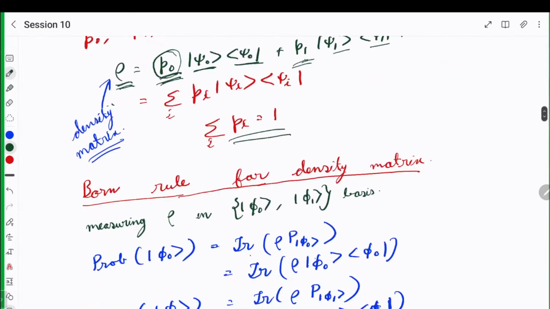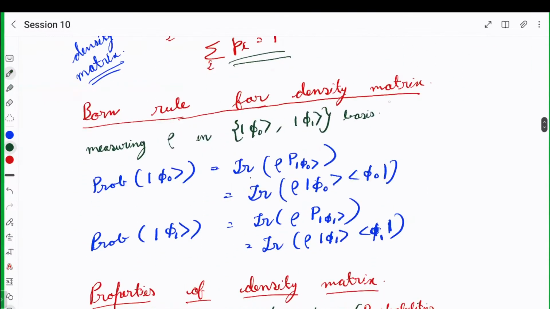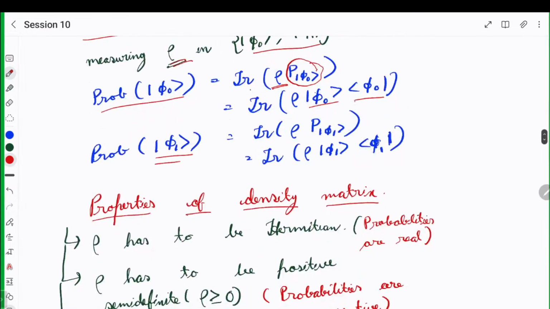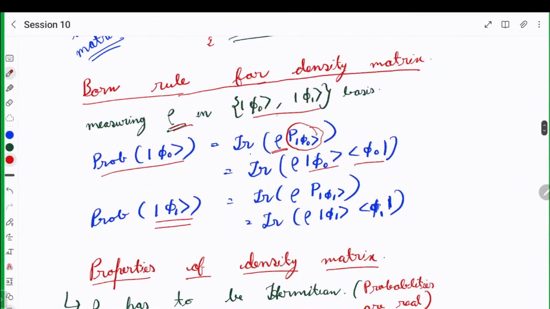We also looked at the Born rule for the density matrix. We saw that if I have a density matrix rho and I'm measuring it in the phi 0, phi 1 basis, then the probability that we will get phi 0 will be just the trace of rho multiplied by the projection operator of phi 0, and that is just the phi 0 outer product. Similarly, we got the probability of getting phi 1 when measuring in the phi 0, phi 1 basis.